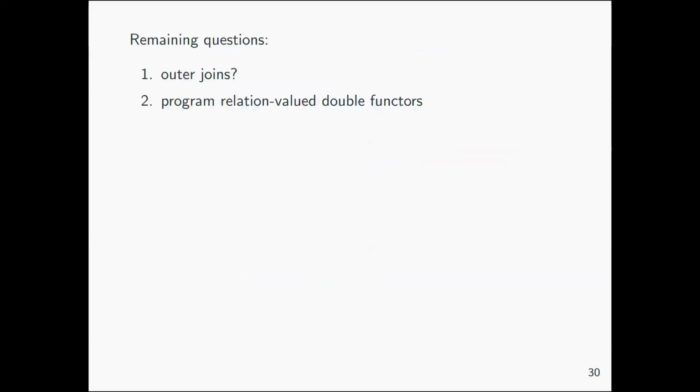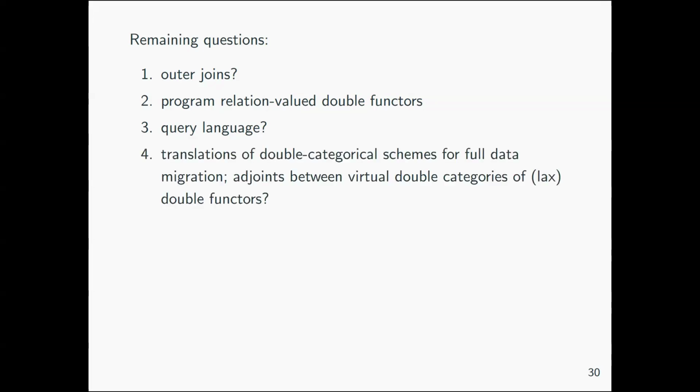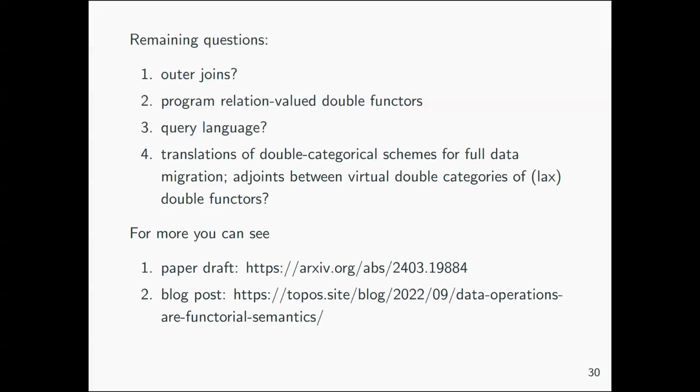A lot of questions, outer joins. There are people who think that's not a super important problem, but I don't know, maybe. We'd like to program relation value double functors. I'm very interested in whether there's some kind of query language here in the background. I honestly have no idea. We'd like to do full data migration at some point, which would involve being able to set up translation functors between OLOGs. And then the migration would actually be operations using adjoints between virtual double categories, lax double functors, which is a lot of work. So that's kind of on the horizon.